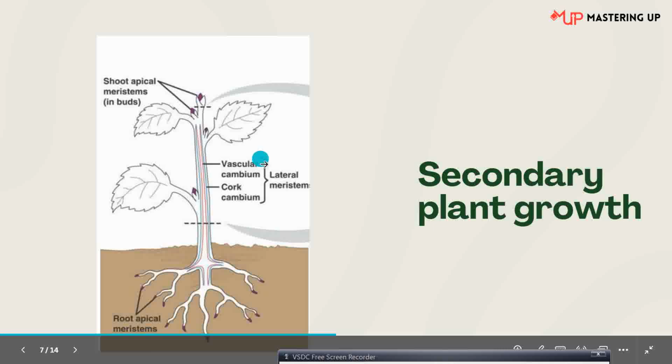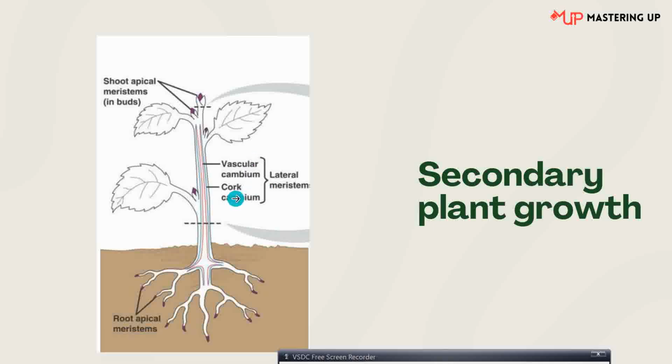However, in secondary plant growth, here you can see the lateral meristem is there, the vascular and cork cambium. Due to the formation of these, they will increase the girth of the plant. So they will increase the thickness.